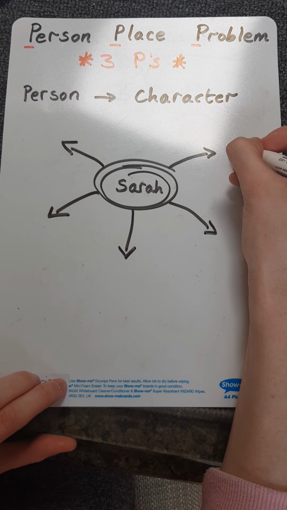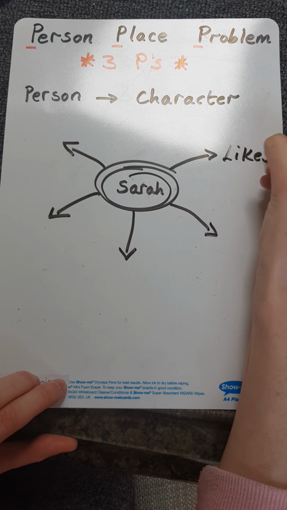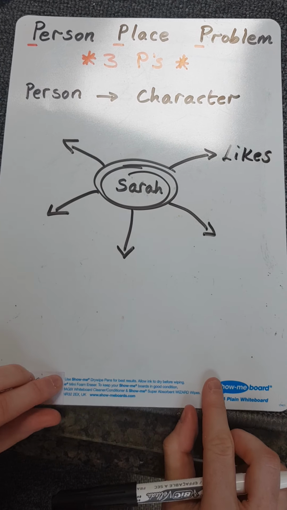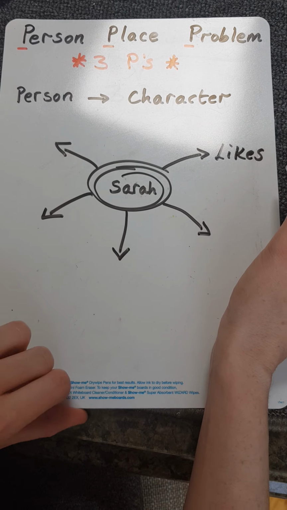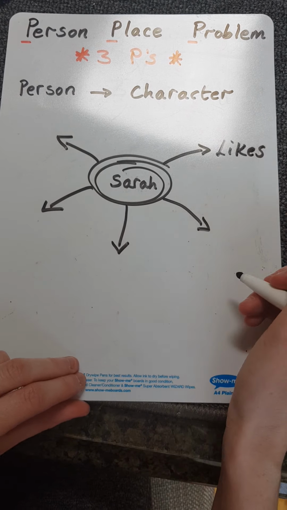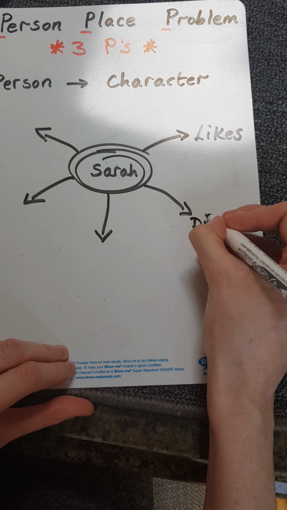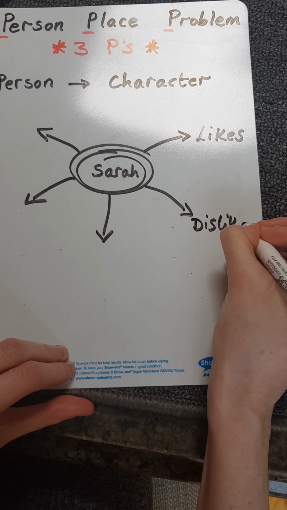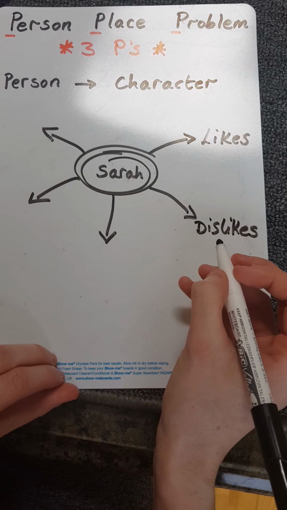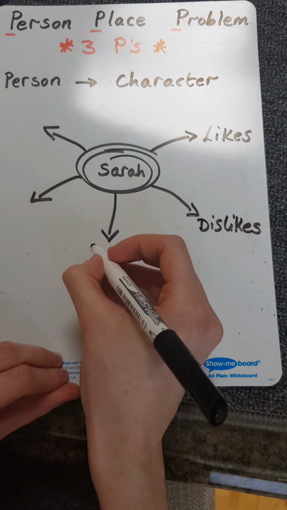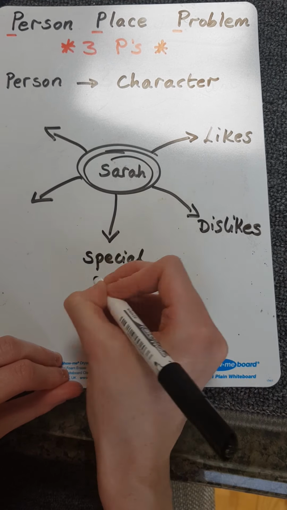So the first thing we're going to write down is her likes, what Sarah likes. This is going to provide the reader with more information about Sarah, get to know her a bit better. So the things she likes. The next thing we're going to write down is the things she dislikes. What things does Sarah not like or not enjoy? The third thing we're going to write is Sarah's special abilities.